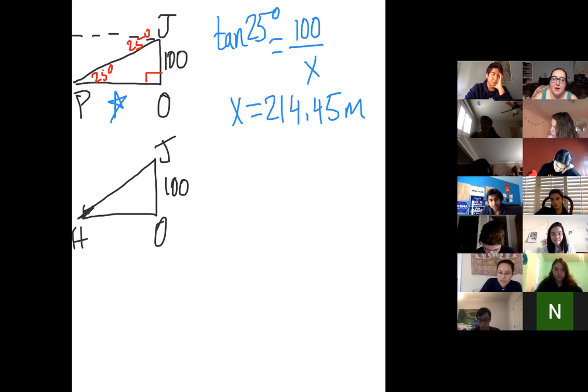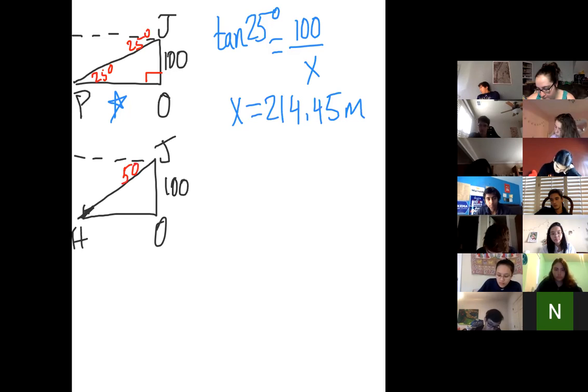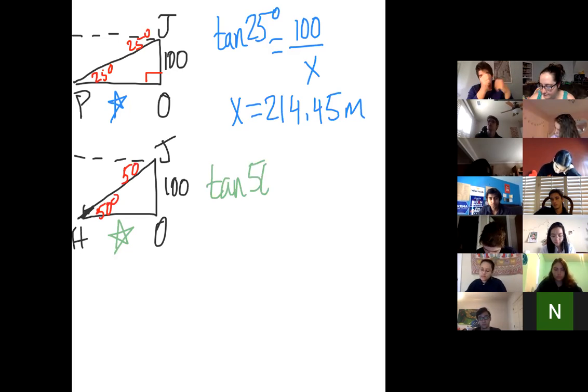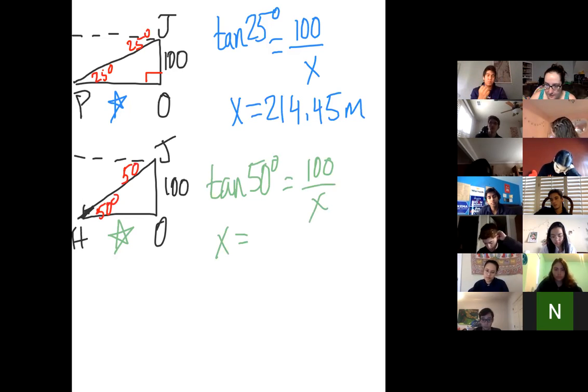And then it says that the angle of depression to Hispaniola is 50. So I know that this is 50 degrees. And now I'm looking for this length here. You do the same thing. Tangent of 50 equals 100 over x. X ends up becoming about 83.910.